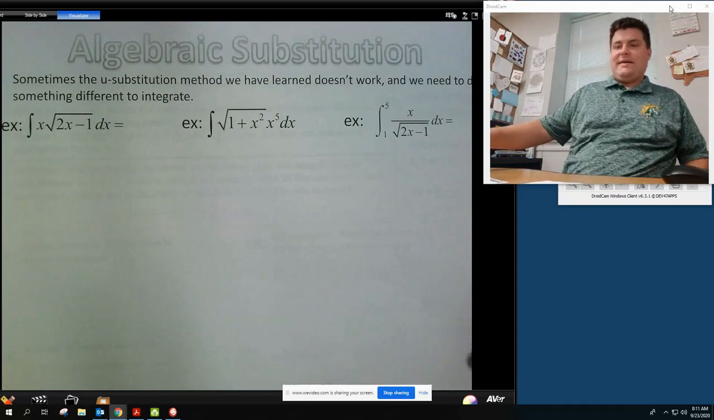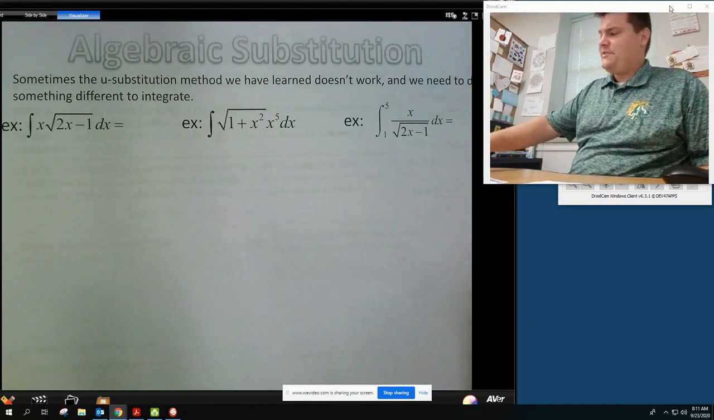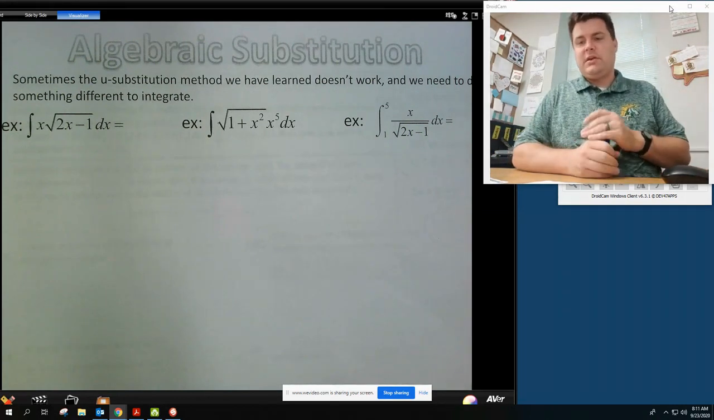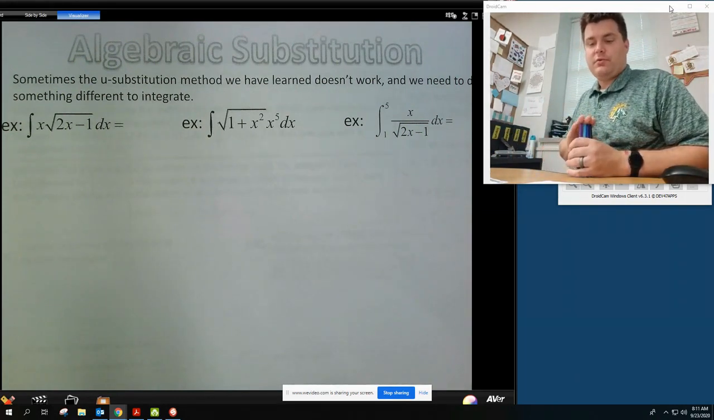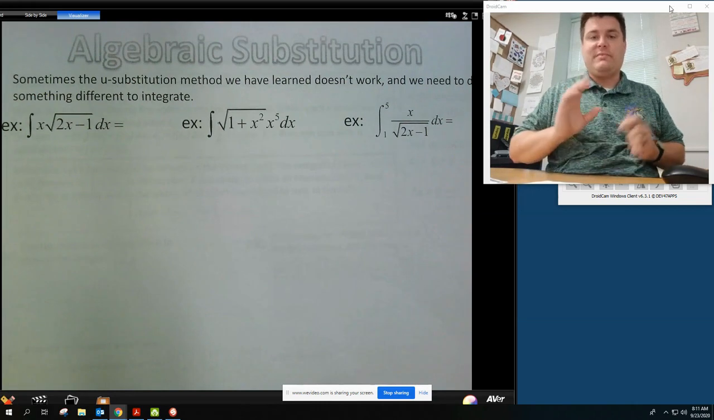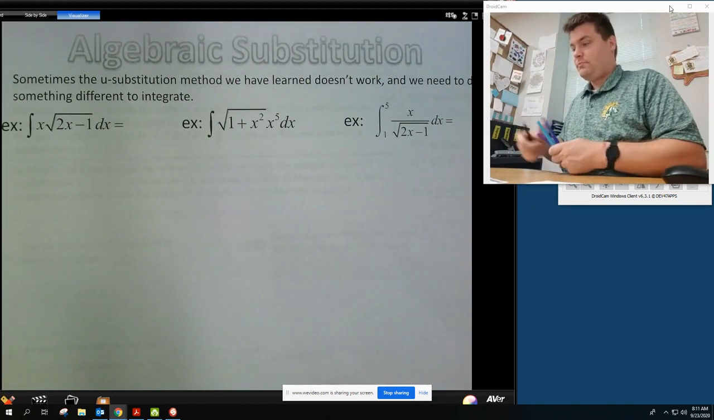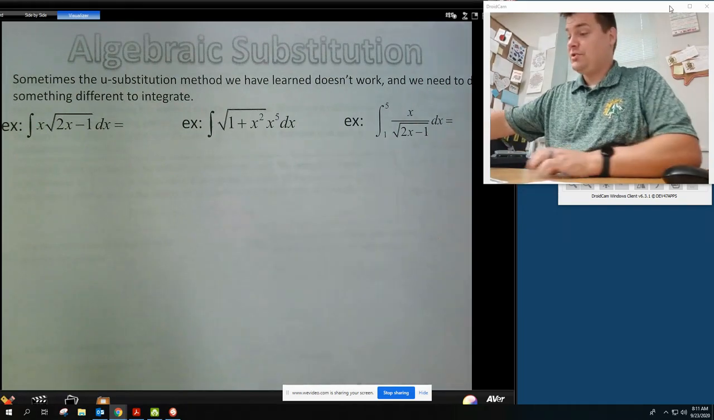Video here on algebraic substitution. This video is actually twofold. I'm going to go over two things. I'm going to go over algebraic substitution. It shouldn't take too long, and then I'm going to go over some technical Riemann sum stuff as well following this. Okay, so let's start with algebraic substitution.